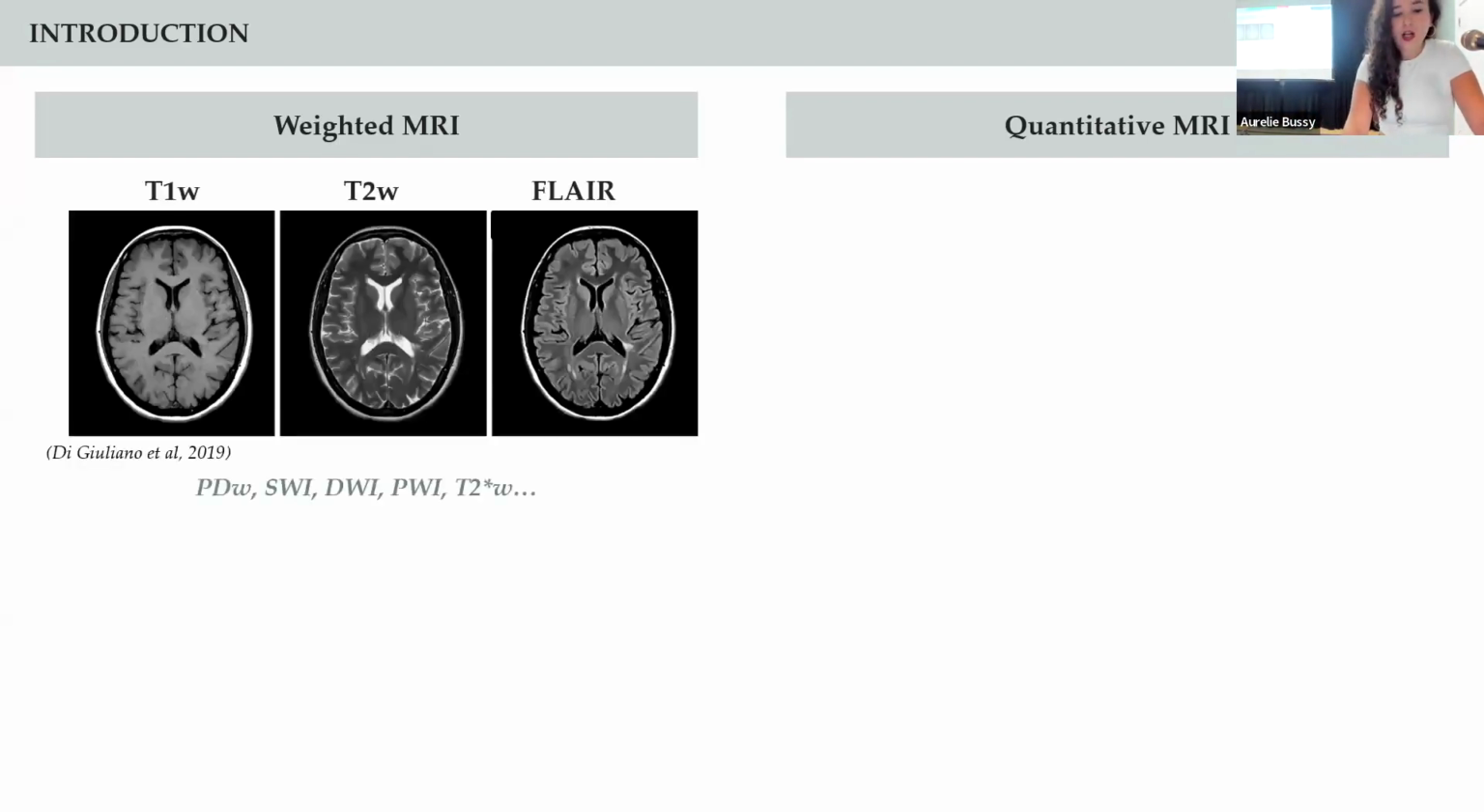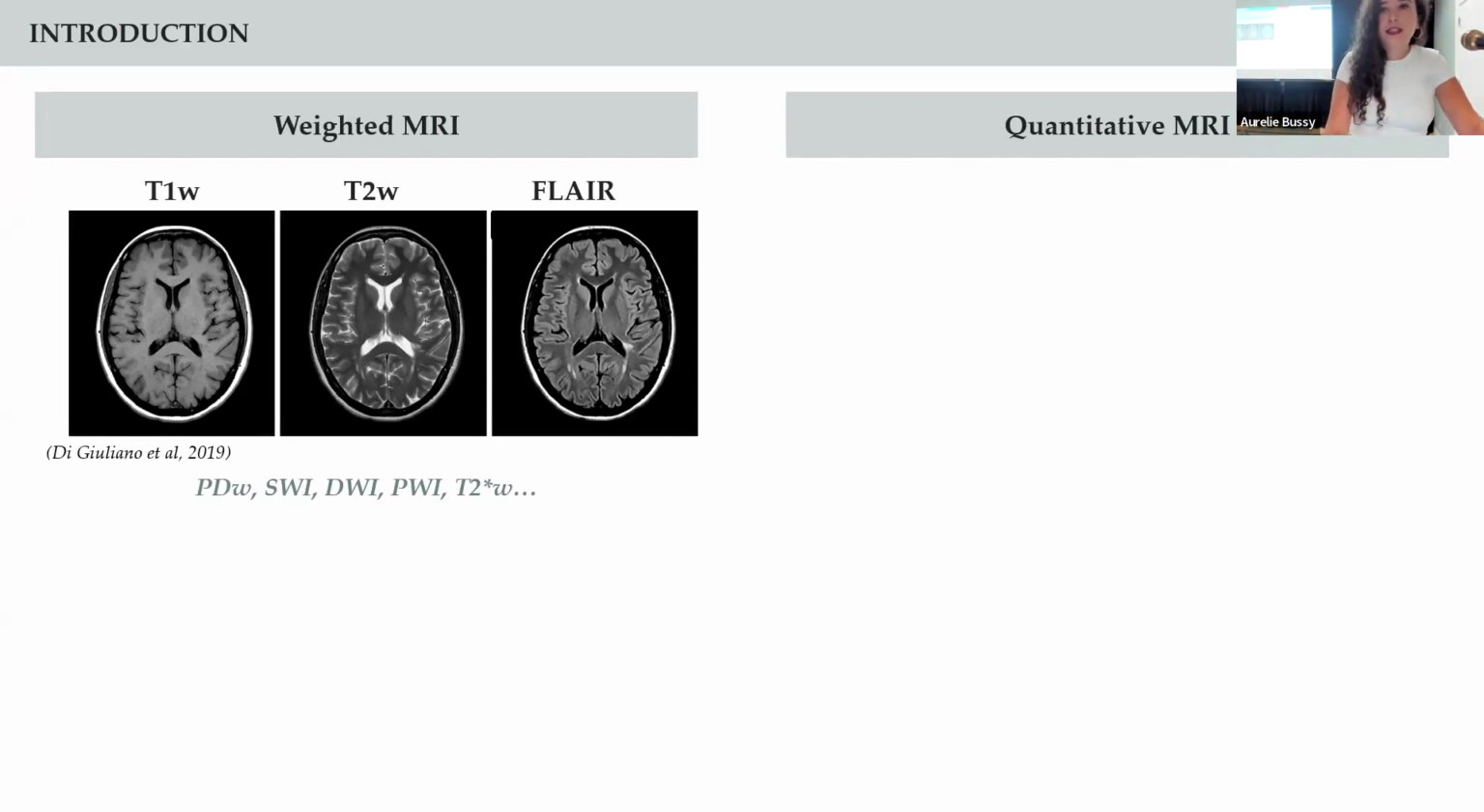Okay, so when we talk about quantitative MRI, we often refer to this broad term in opposition to what we call weighted scans. And I guess you are more familiar with weighted MRI in general, because they really gather a large variety of types of images that you are probably using. So from T1 weighted, T2 weighted, FLAIR images, but we could also have proton density weighted, susceptibility weighted, diffusion, perfusion weighted, etc. There is a large number of scans that we can have that are weighted scans.